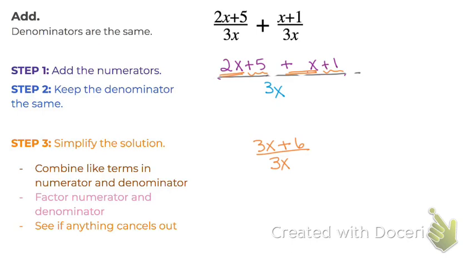Now we're going to factor both the numerator and the denominator. And the reason we're doing that is if you break a fraction down into the factors, you can see if there's anything that can cancel out.